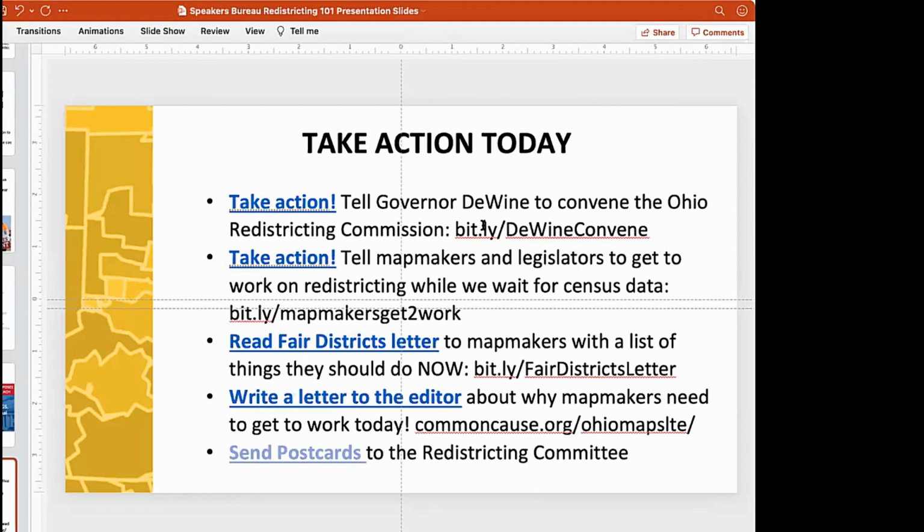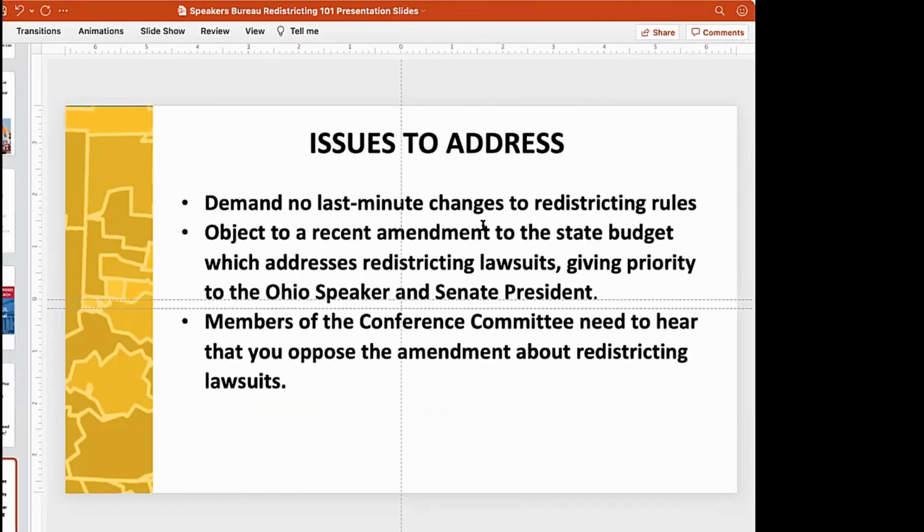I happened to get about 200 cards and impressed my friends and family into service to send cards to the individual members of the Redistricting Commission. And I have some left over. If you'd like to get in touch with me, I'll deliver them to you.